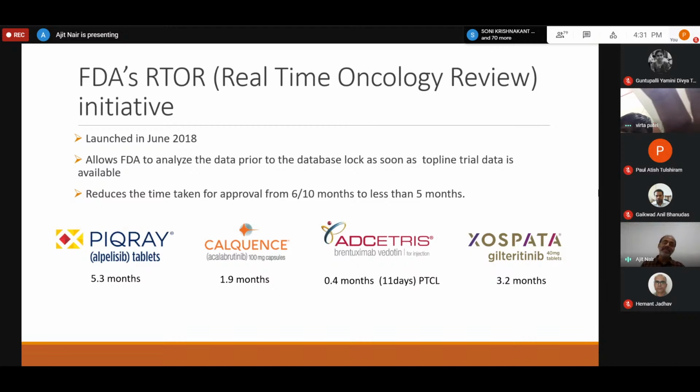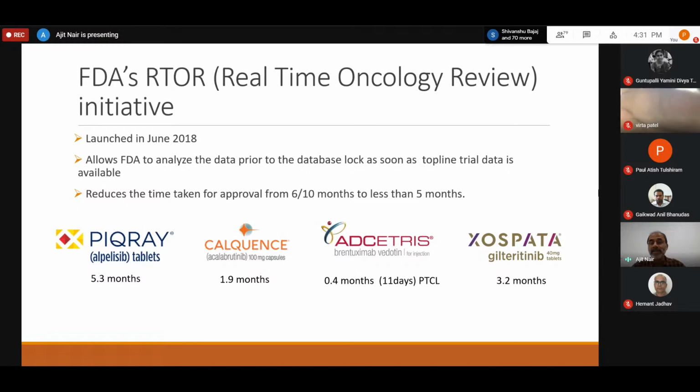So this is the way the FDA encourages companies to submit data as and when the data comes through, and not wait for the full data package to be submitted. That's because of the RTOR initiative of the FDA, which has really helped a lot of companies and a lot of patients eventually, because these drugs, when they get approved, can be marketed very quickly and reach the patients who really need this compound.